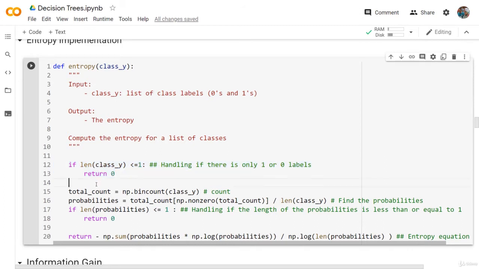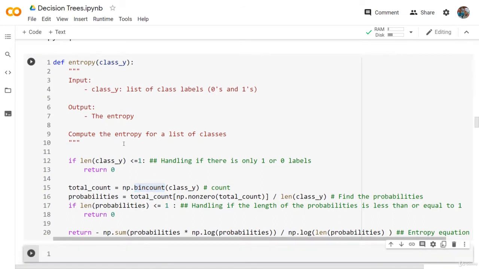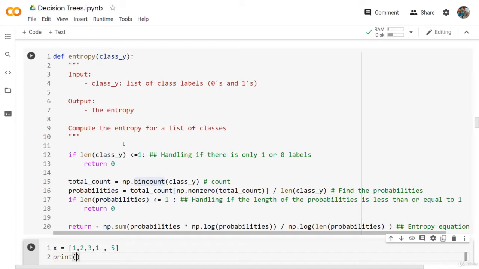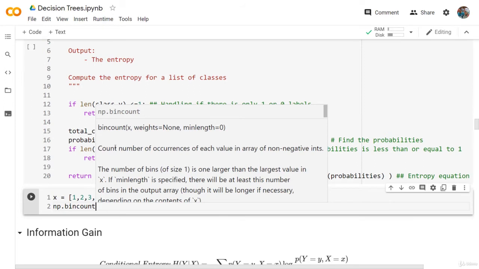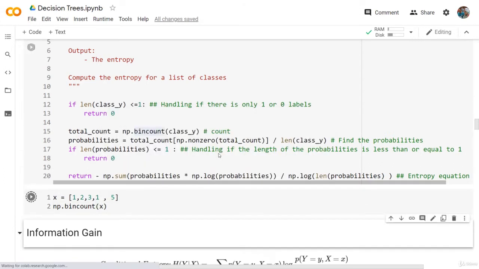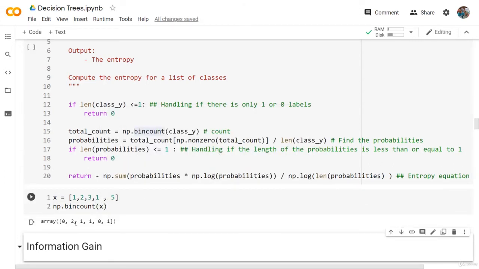But in case we have more than 1, then we are going to use a function in NumPy called bincount. What this function does is basically, let's say here we have 1, 2, 3, and then 1, and then 5. Now, if we print numpy.bincount, if we read the documentation here, it's saying count the number of occurrences of each value in an array of non-negative integers. So it will count the number of occurrences. If we just give it x, you will see that we have 0, 2, 1, 1, 0, 1.